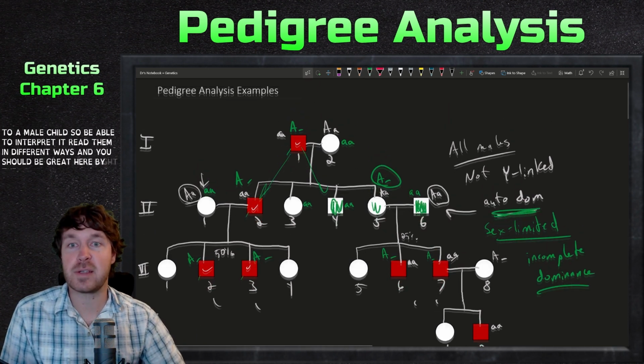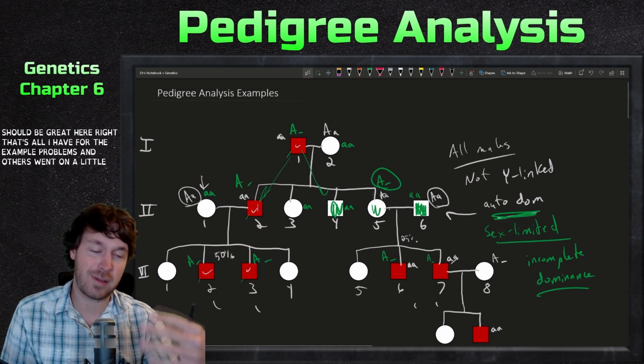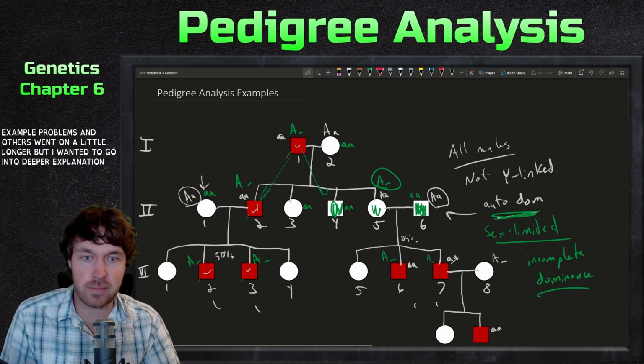All right, that's all I have for the example problems. I know this went on a little longer, but I wanted to go into deeper explanation of the different ones.